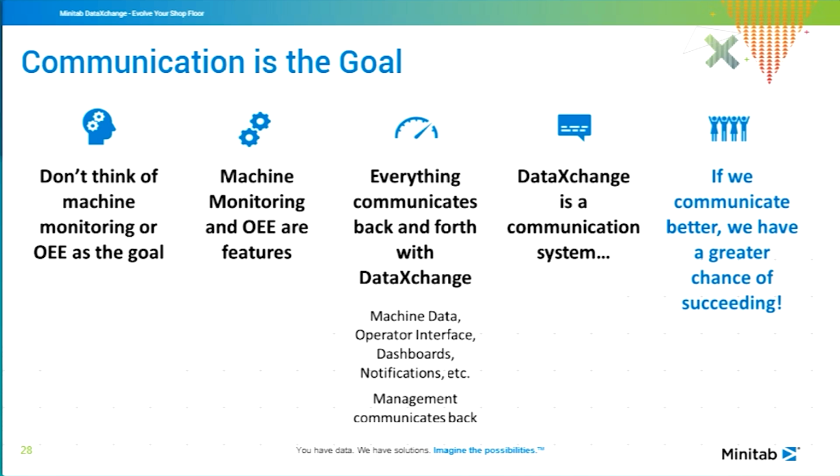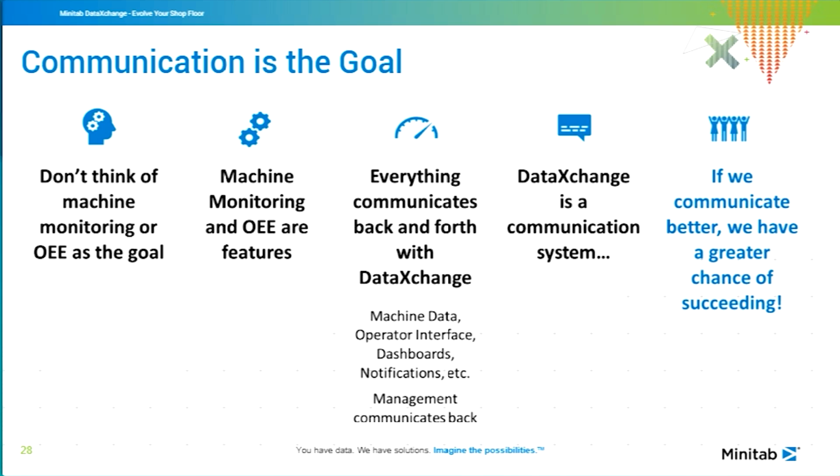Everything's communicating back and forth. Machines are communicating about what they're doing in real time, all automatically. An operator can have a voice from the shop floor. We've got dashboards, we've got email, text, Teams notifications. Management communicates back to the shop floor, right? It's a communication system. Again, you can see this highlighted.